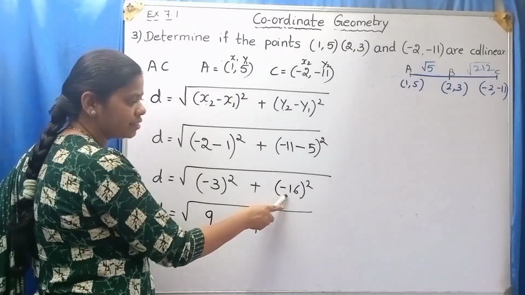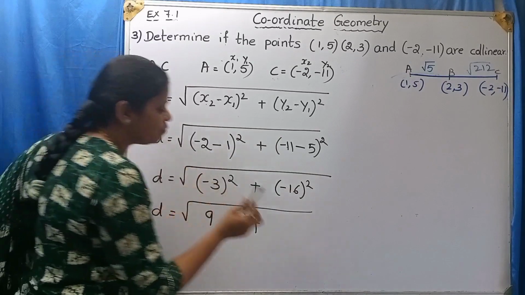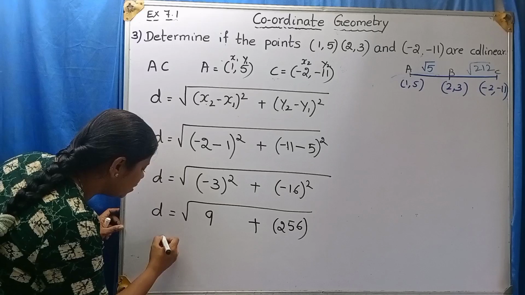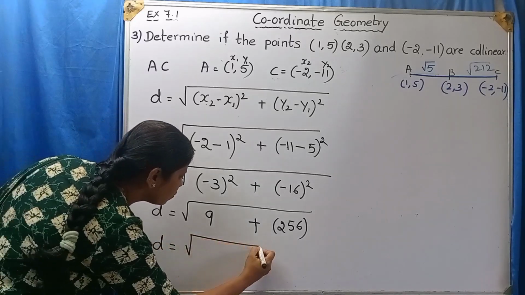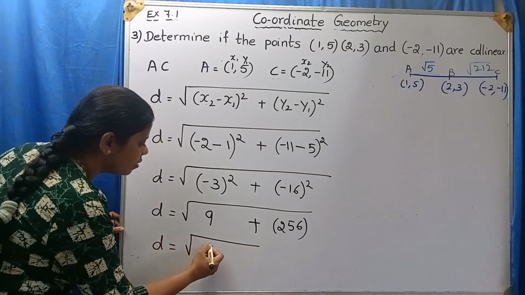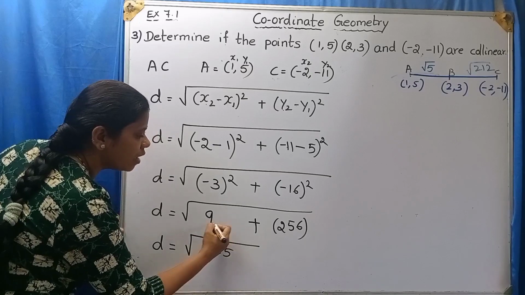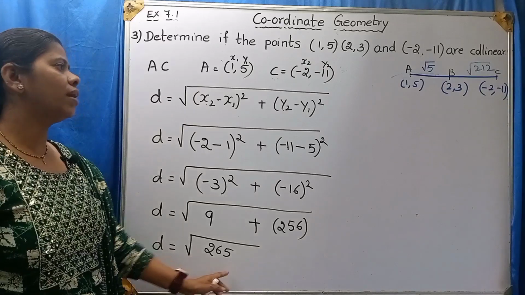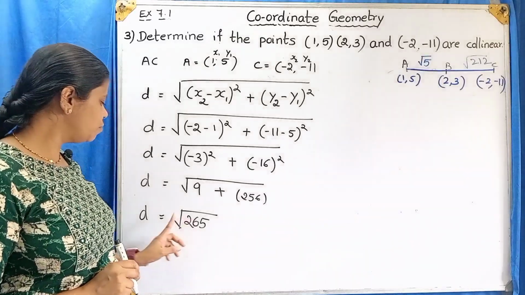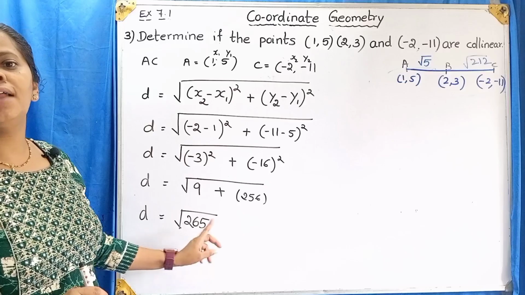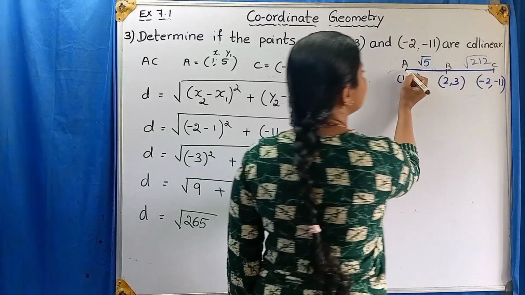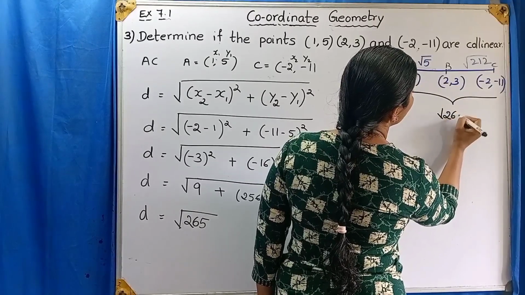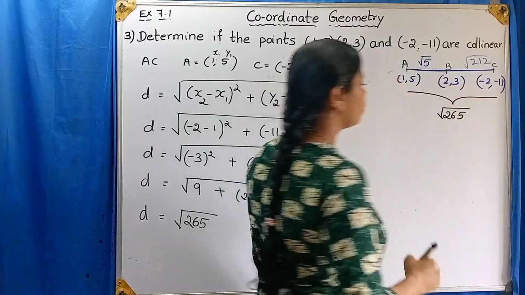Then plus minus 16 the whole square is plus 256. That is D is equal to square root of, 9 plus 256 is 265. Now we know that the distance between AC is square root of 265. That is the distance between AC is square root of 265.